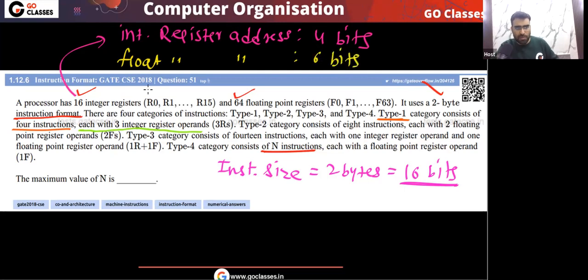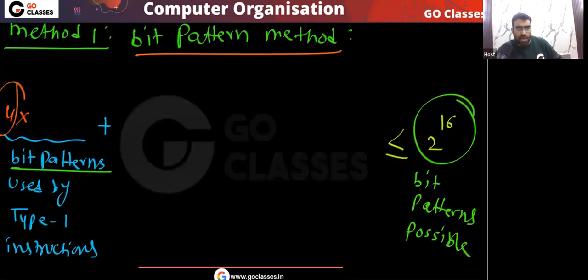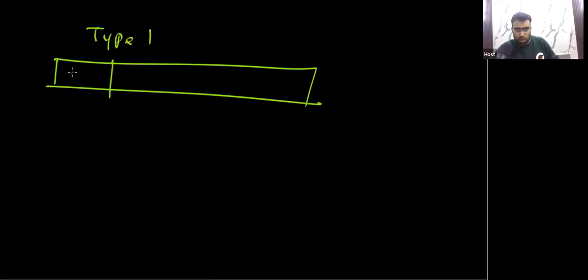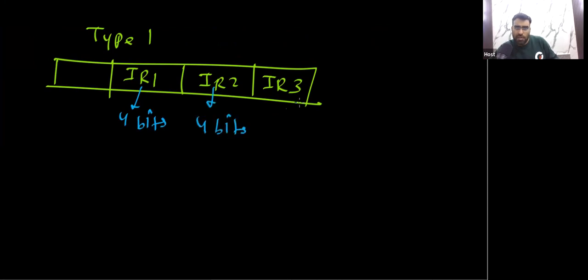Okay, so now you tell me how many type 1 instructions are there? Total 4. If I give you a particular type 1 instruction, this is your type 1 instruction. There is an opcode, and then there are integer registers: R1, R2, R3. Yes or no? Here you have 4 bits, here 4 bits, and here 4 bits.